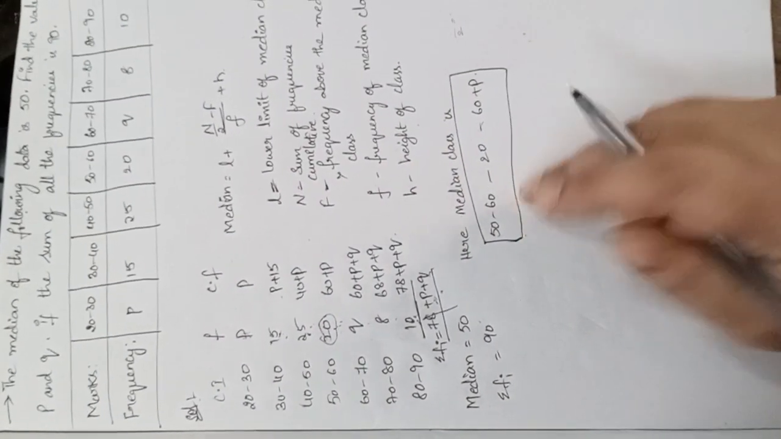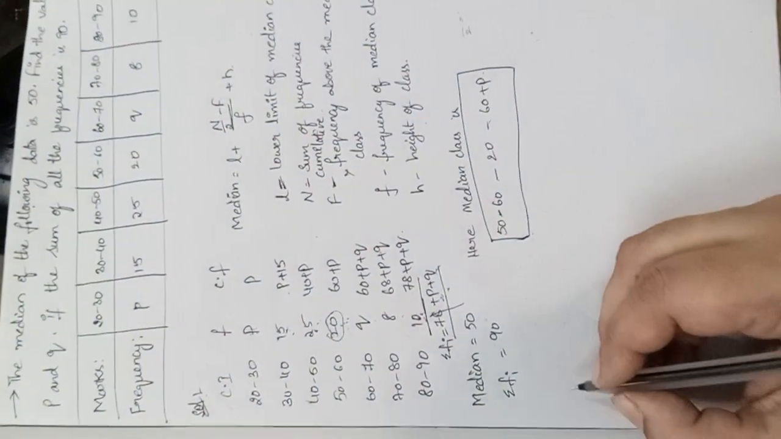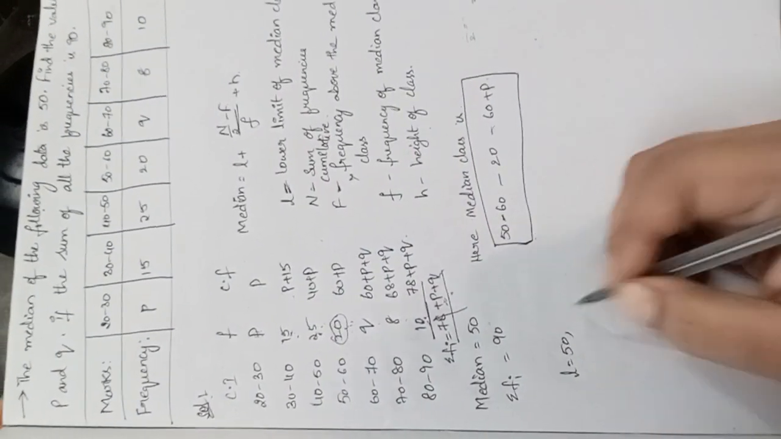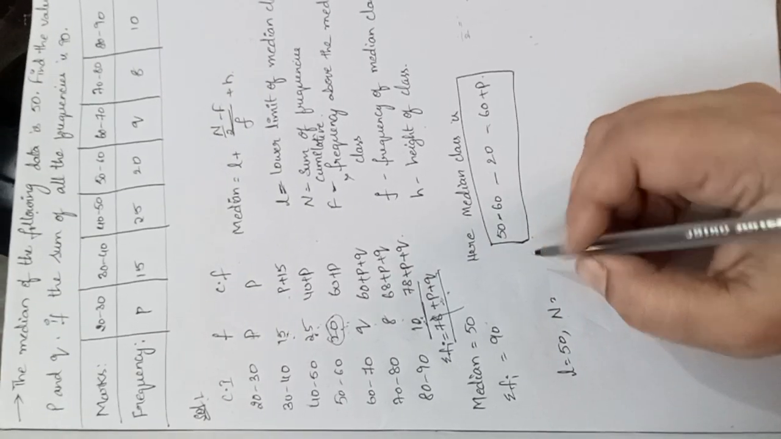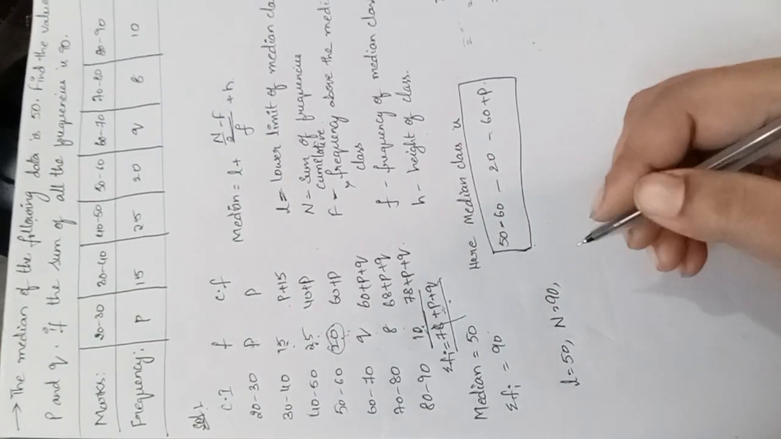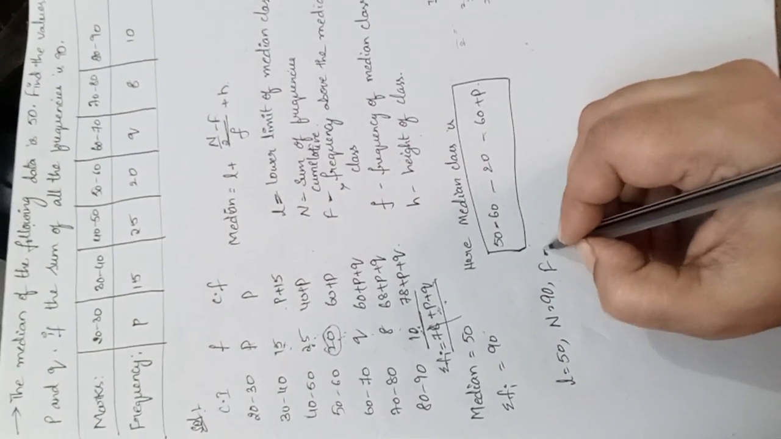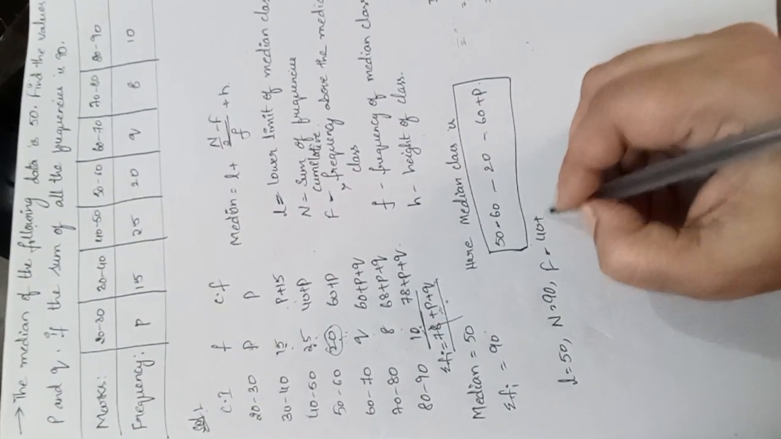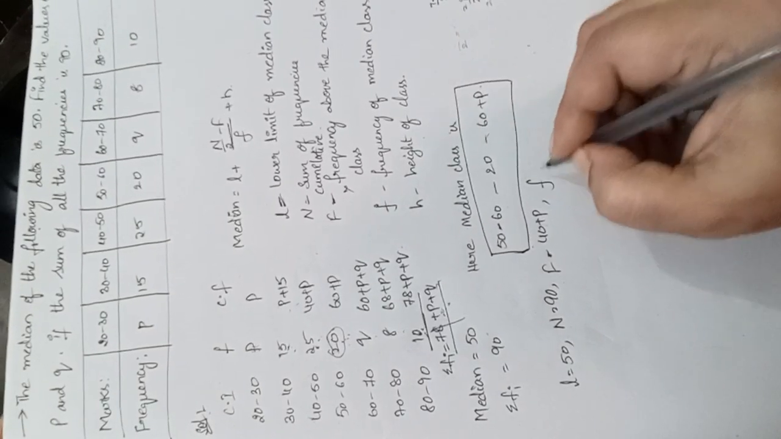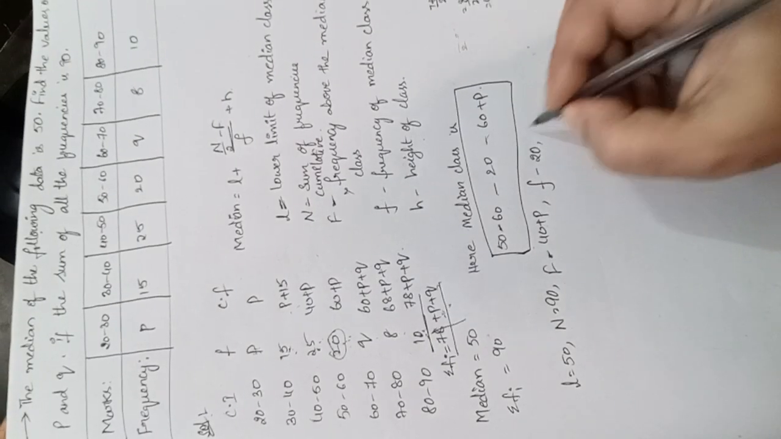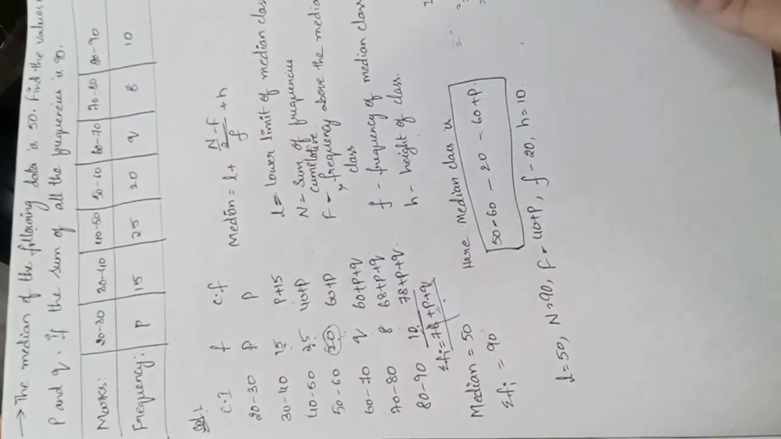Now substitute the values which are necessary for the formula. Lower limit is 50, and capital N is given as the total sum of all frequencies, 90. So N equals 90. Capital F is the cumulative frequency above the median class, that is 40 plus P. Small f is the normal frequency of the median class, 20, and height h equals 10.